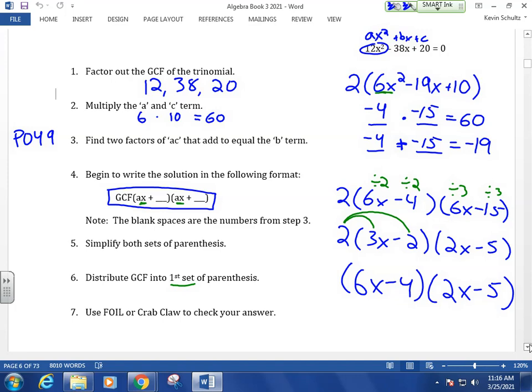Well, your greatest common factor won't always be 2. You won't always be dividing by 2 in that first set, so it just happened to work out that way, that we divided by 2 only to multiply the 2 back in. So it's just a coincidence.